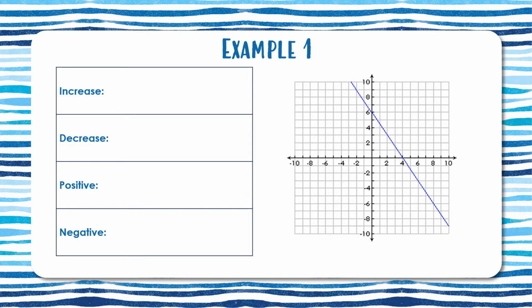The next thing I'm going to look at is positive and negative. Positive means above the x-axis, and negative means below the x-axis. So like the other one, I'm going to start at negative infinity, and I'm going to make my way to positive infinity. If I start at negative infinity, right now I am above the x-axis, and I will continue to be above the x-axis until I hit the x-axis at 4. So this graph is positive starting at negative infinity all the way into 4.